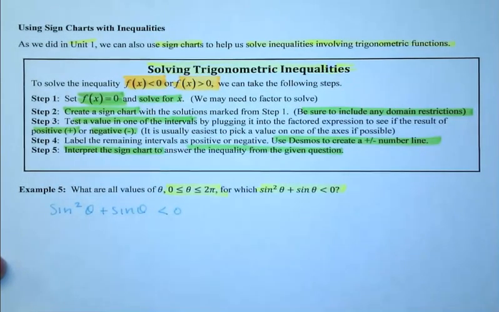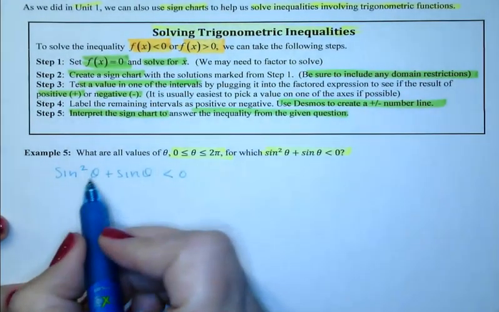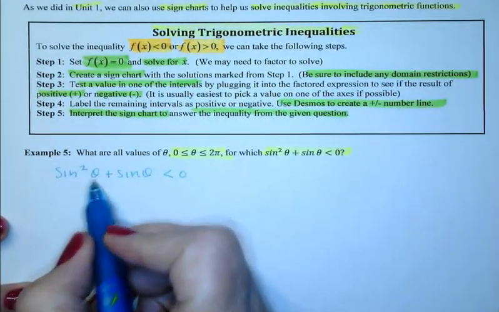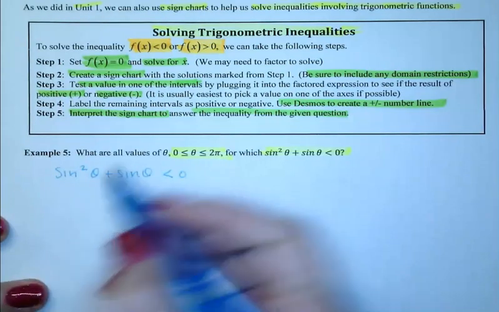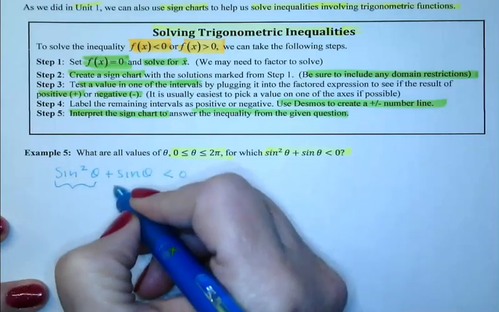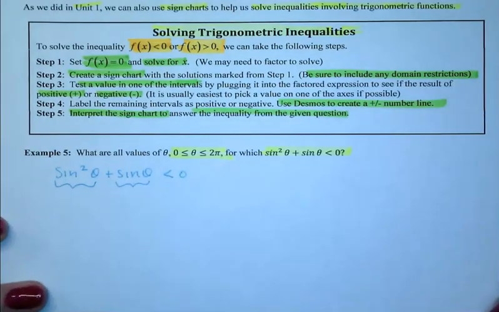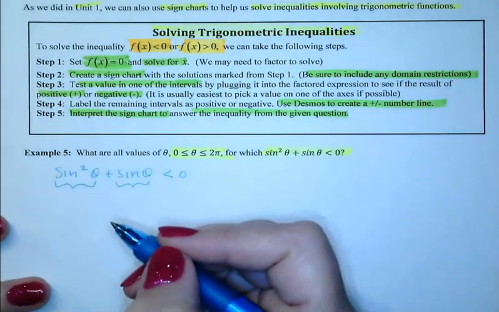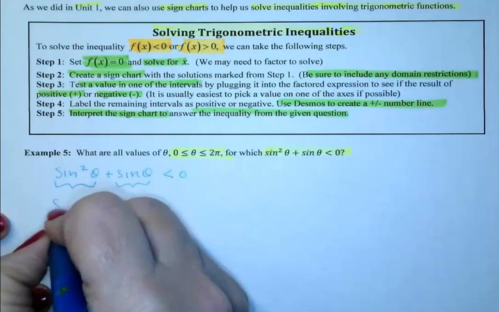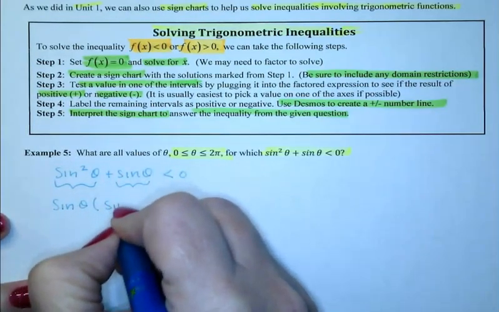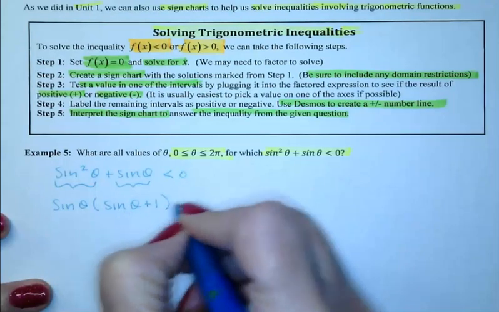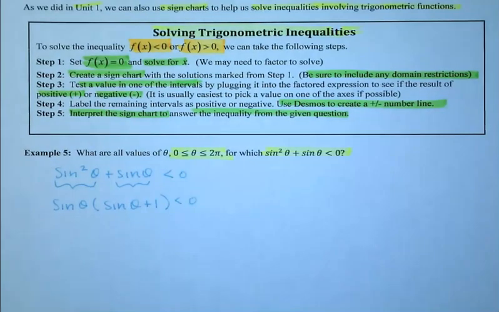It's set to 0 so that I know I can factor. So I'm looking for a GCF. Is there a GCF I can take out? Sure, because sine squared theta is just sine theta times sine theta. And here's one sine theta. So if I think about this as having two sine thetas and this as having one sine theta, the greatest common factor that I can take out of both pieces is sine theta. And that's going to leave me with sine theta plus 1 less than 0.